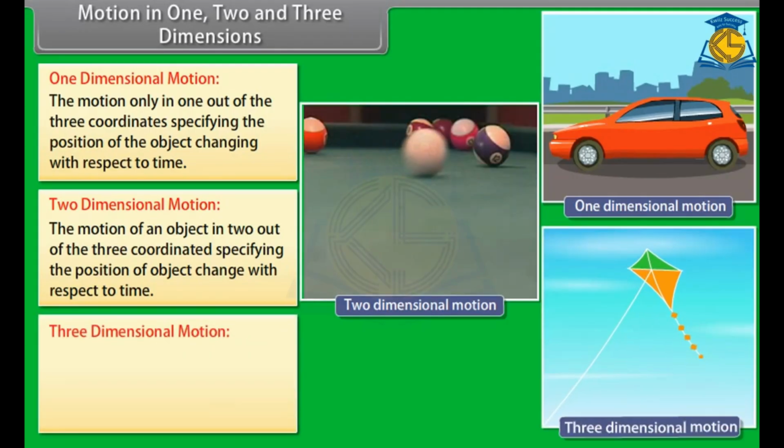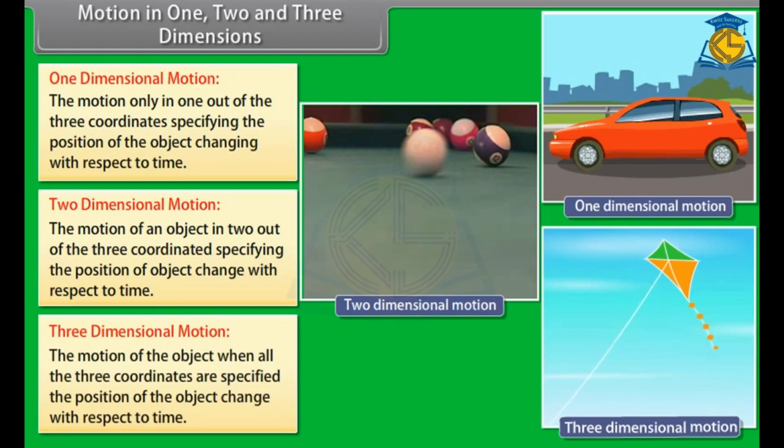Three-dimensional motion. The motion of the object when all three coordinates specifying the position of the object change with respect to time. Example: a kite flying on a windy day.